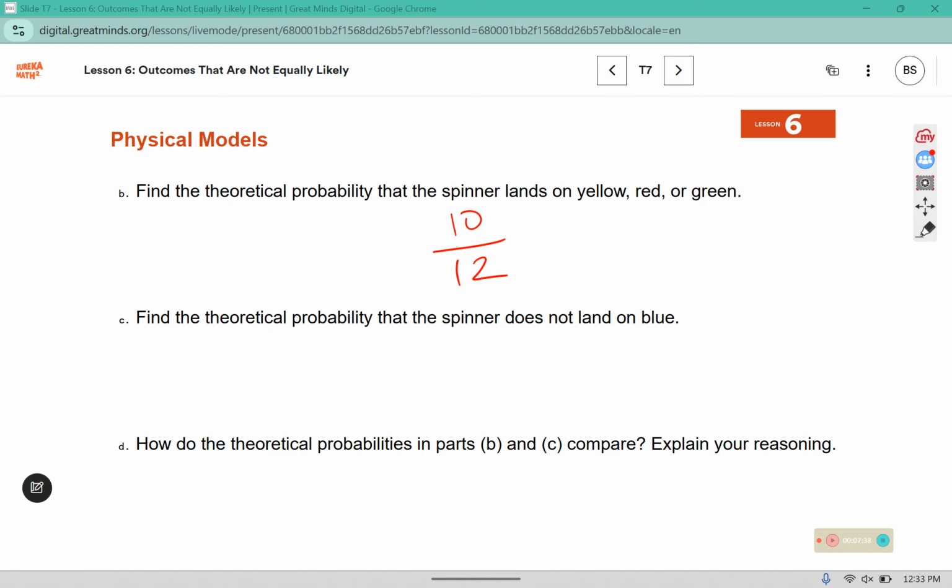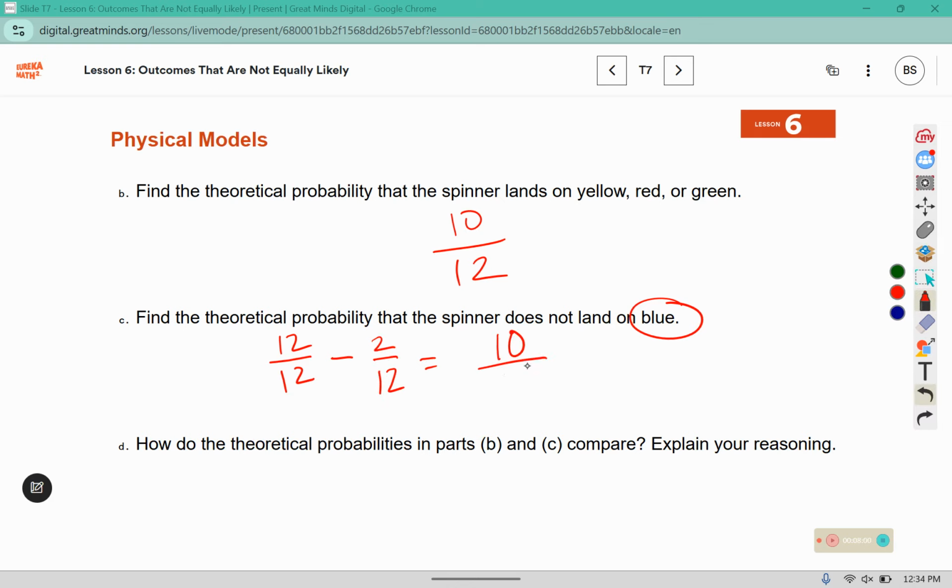B, find the theoretical probability that the spinner does not land on blue. So remember, we take the entire probability, which is 1, or 12 twelfths, and we remove the blue because we do not want to land on blue. And blue took up 2 twelfths, which gives us a probability of 10 twelfths for not landing on blue.